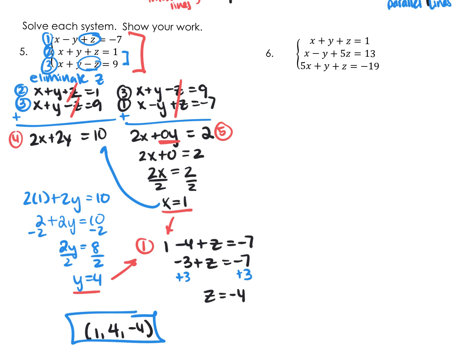All right, so now let's go ahead and do number 6. So if we look at what would be easy to eliminate, I see that the y's would be pretty easy to eliminate. We're going to call this equation 1, 2, and 3. And if we look at which ones would be easy, 1 and 2 together would be pretty easy because they're both positive and negative, and 2 and 3 together would be pretty easy. So we'll start with those. So we'll start with 1 and 2. And then we'll do 2 and 3.